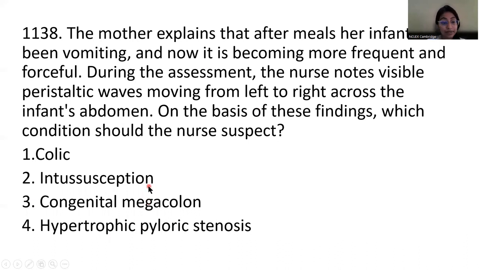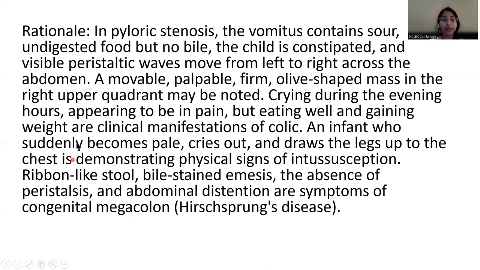Opposite to it, in intussusception there is no peristaltic wave, and in congenital megacolon there is no peristaltic wave, because in both these conditions there is obstruction in the normal gut pathway. So there will be no peristaltic movement. So we can easily interpret that if there is left to right peristaltic movement, it indicates hypertrophic pyloric stenosis. Colic is related to pain. Okay, now let's see the rationale. In pyloric stenosis, the vomitus contains sour, undigested food, but no bile. So in pyloric stenosis, there will be no bile in the vomiting.